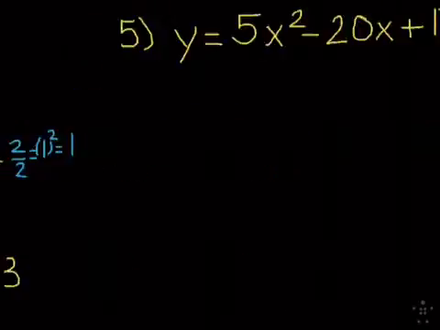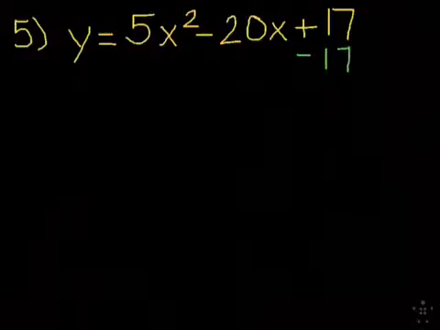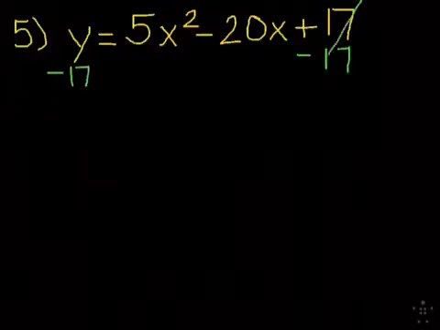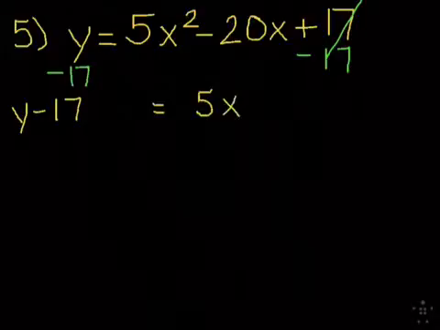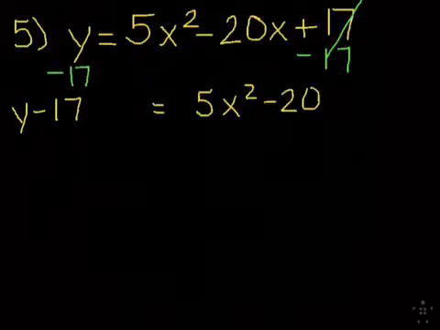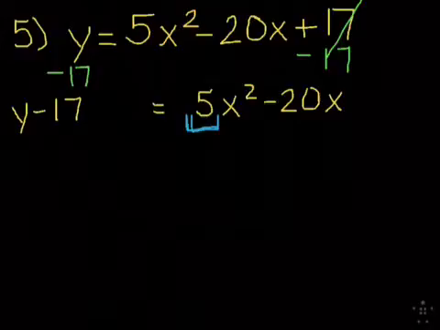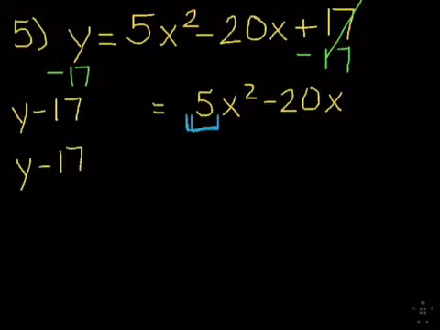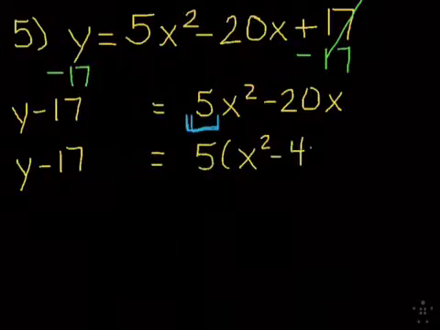Let's do the next one. Same deal. We're going to subtract 17 on both sides. So I end up with y minus 17 equals 5x squared minus 20x. Remember, you're just factoring out the numeric GCF here, not the variables, just the numeric. So 5 is the GCF. So I factor out a 5. So I've got y minus 17 equals 5 parentheses x squared minus 4x.